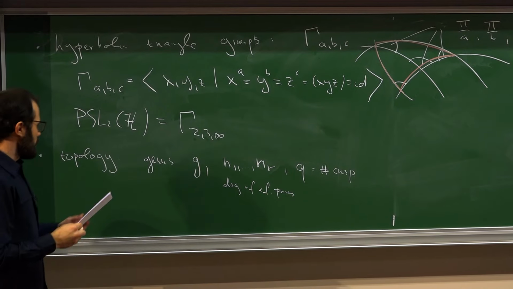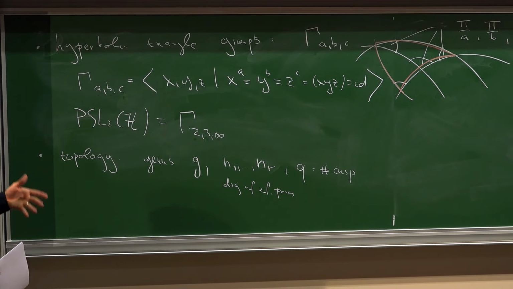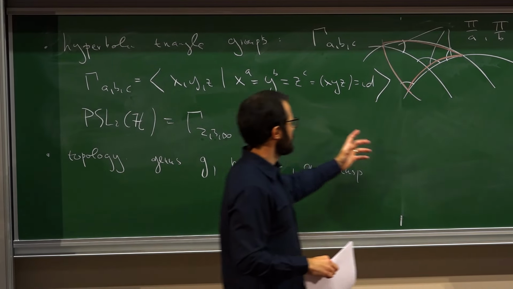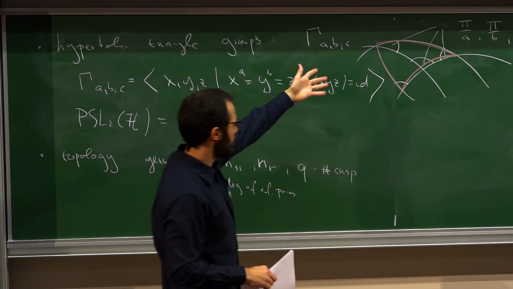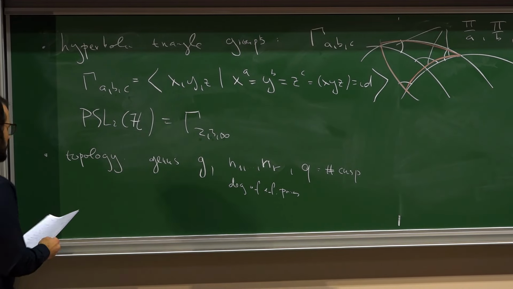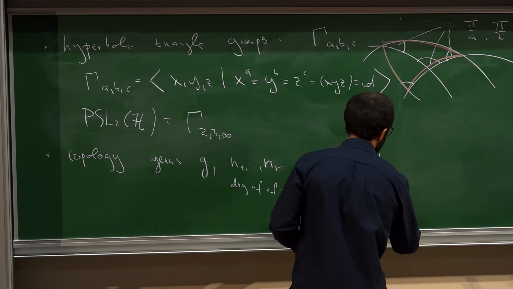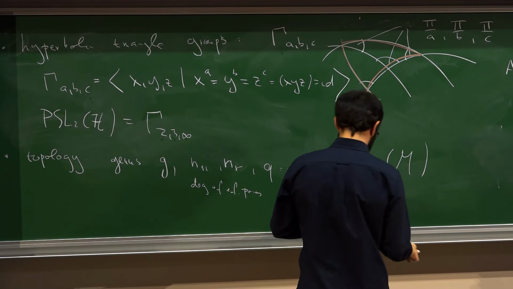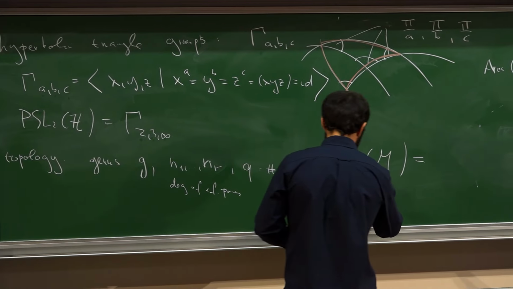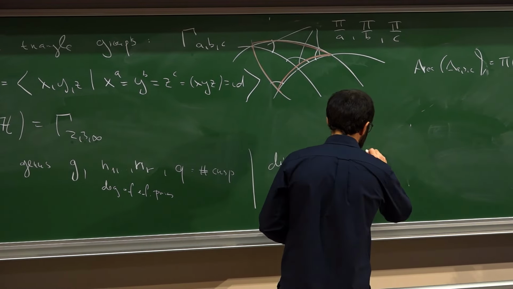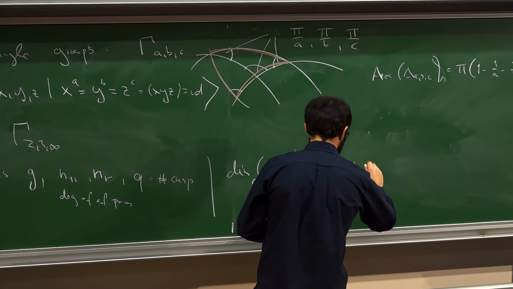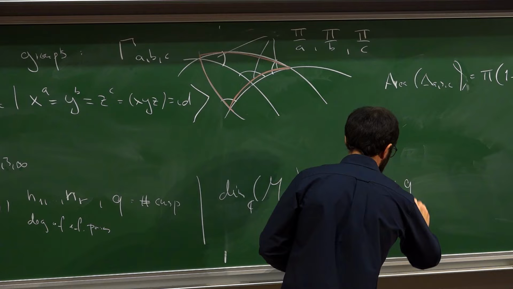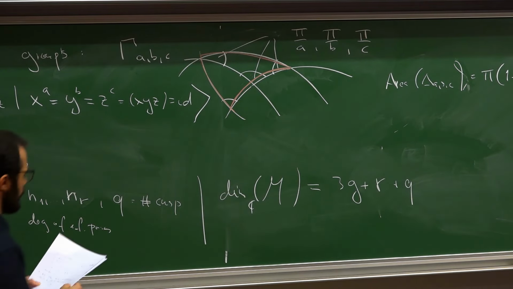And so for a fixed topology, there could be more than one inequivalent hyperbolic surface. Here we saw that there's only one because it's a sphere with 3 punctures, so there is no moduli space. But in general, there is a moduli space whose complex dimension is 3 times the genus plus the number of elliptic points plus the number of cusps. Oh, sorry, minus 3.